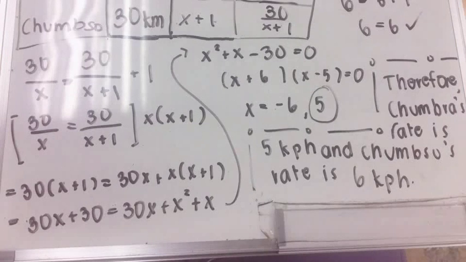Now, we will multiply both sides times x and x plus 1, giving us 30 times x plus 1 equals 30x plus x times x plus 1. Now, if we distribute the 30 on the left-hand side and the x on the right-hand side, we get 30x plus 30 equals 30x plus x squared plus x. Now, if we transpose the right-hand side to the left-hand side, we're going to get x squared plus x minus 30. The 30x is now eliminated due to the equation being transposed.